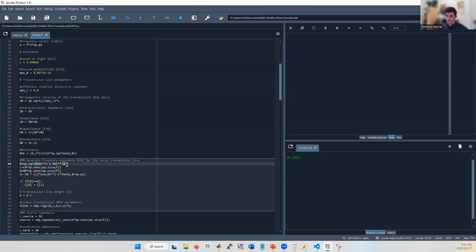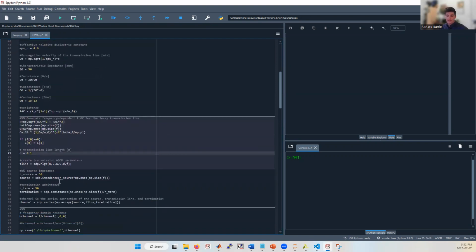Now we're ready to calculate the RLGC parameters. So R is a combination of a DC and AC resistance component. L, we're assuming, is not frequency dependent. It's equal to L naught for the whole frequency range. This is a simplification, but it's a pretty good simplification if we're assuming that our dielectric is not magnetic. And the same thing with G, we're assuming it's not frequency dependent because our dielectric shouldn't be able to be polarized by a changing magnetic field. And finally, we're calculating C, which is frequency dependent, and we get larger shunt capacitance for larger frequencies because of this theta naught loss tangent term.